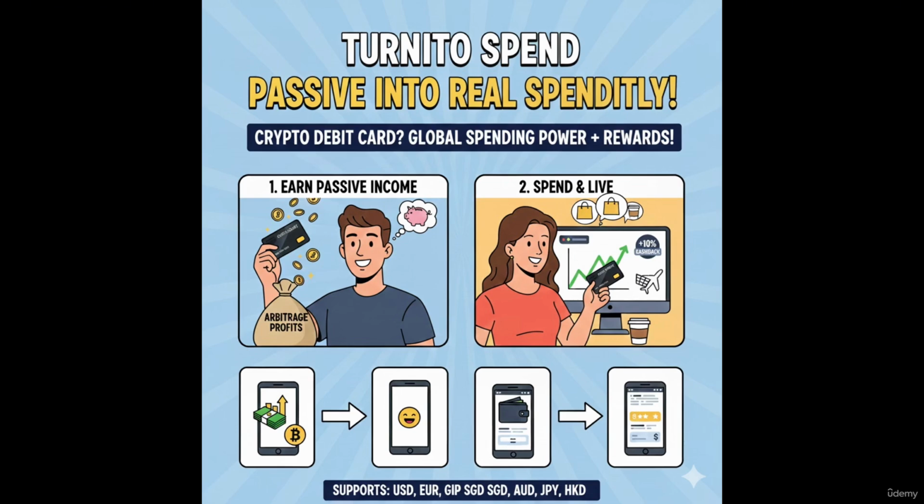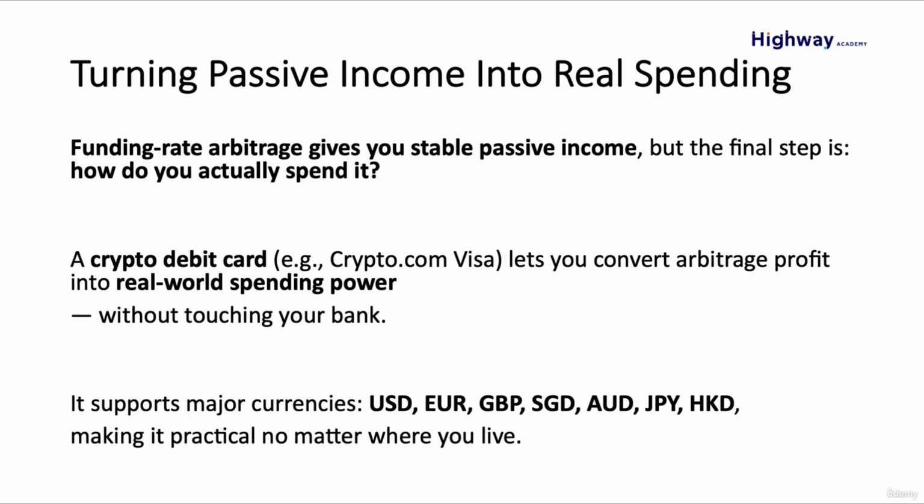Hello everyone, welcome back. Now that we've talked about how to earn passive income through funding rate arbitrage, let's move on to something more fun: how to actually spend the passive income you make. A lot of people focus on earning, but they forget the final step, turning crypto profits into real-world spending power.